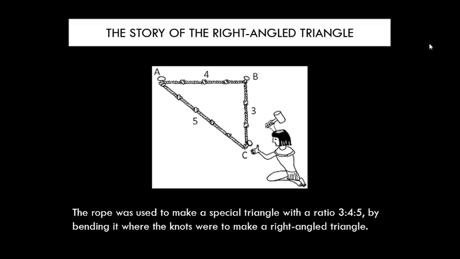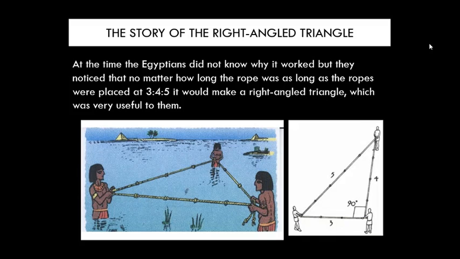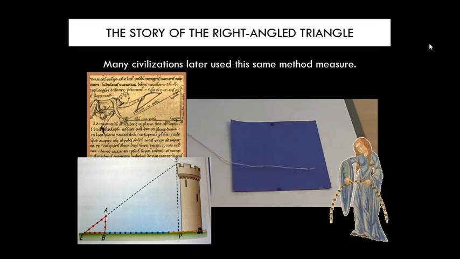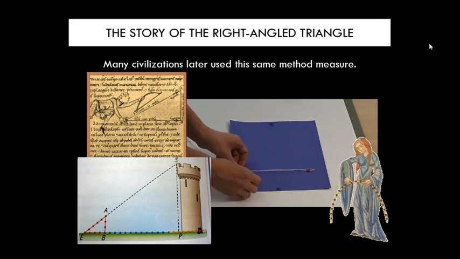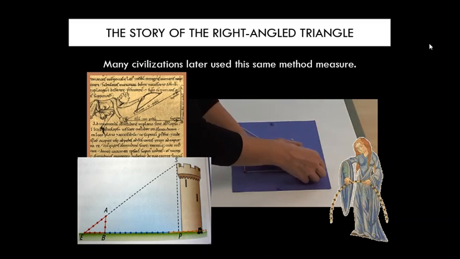The rope was used to make a special triangle with a ratio 3, 4, 5, by bending it where the knots were to make a right angled triangle. At the time, the Egyptians did not know why it worked, but they noticed that no matter how long the rope was, as long as the ropes were placed at 3, 4, and 5, it would make a right angled triangle, which was very useful to them. Many civilizations later used the same method to measure.